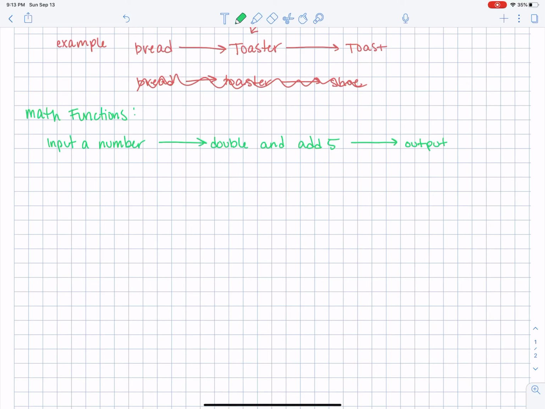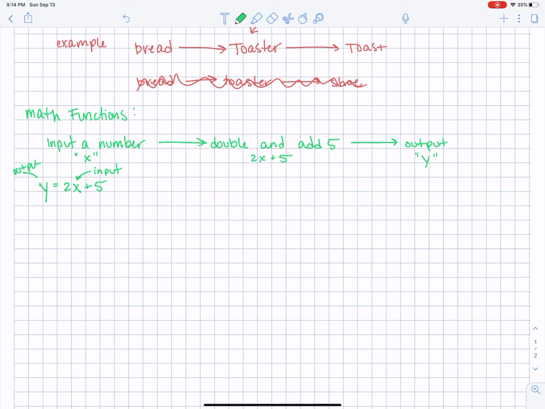We would also know this as input a number, aka x. Then we double and add 5 and get an output, aka y. So you might be used to seeing this as y is equal to 2x plus 5. I'm going to put this up here. You might have seen that before, where y is your output and x is your input.